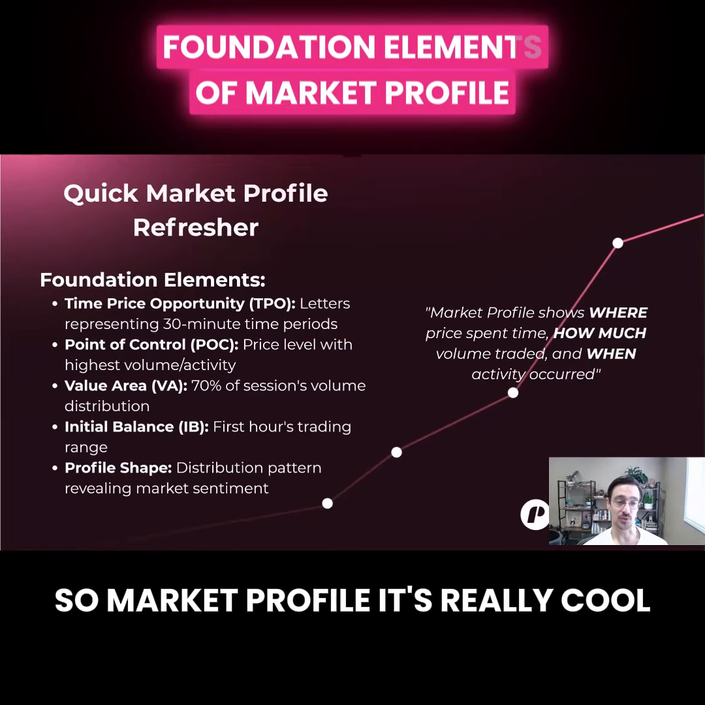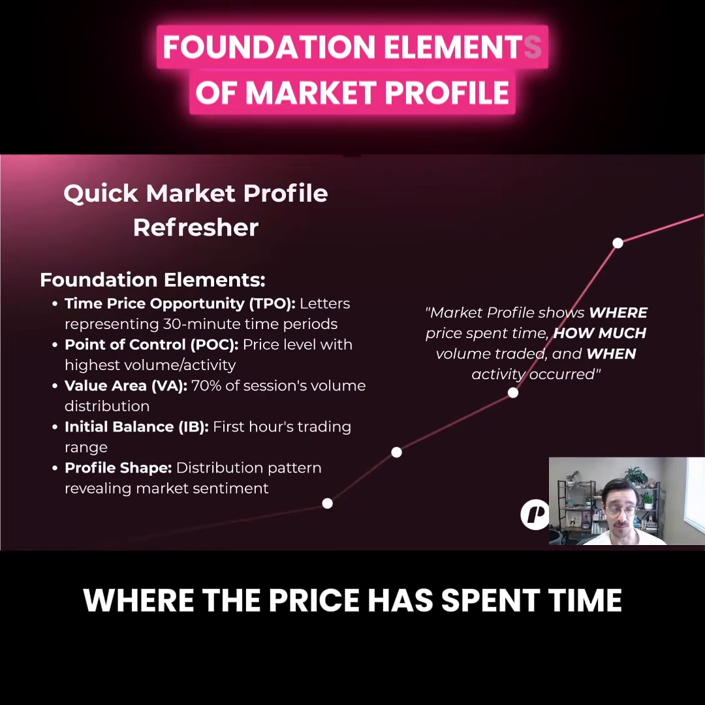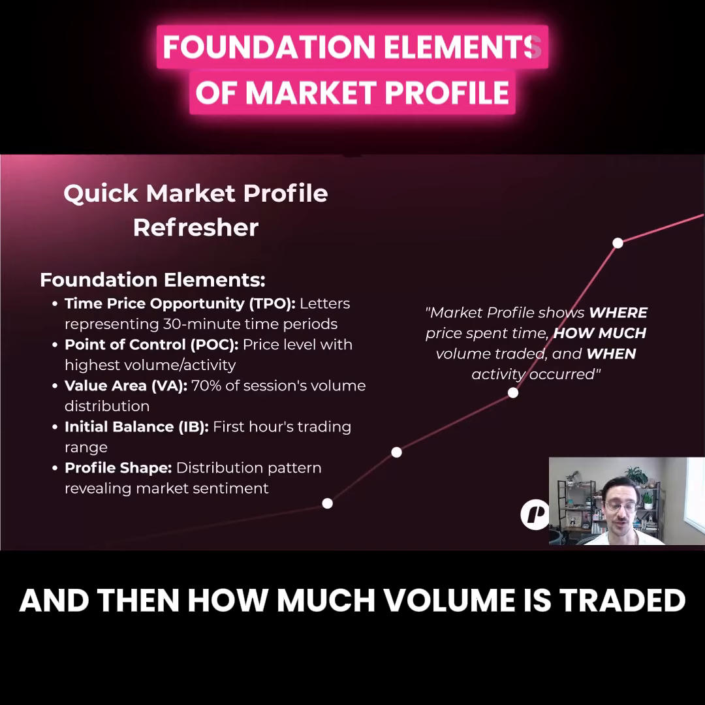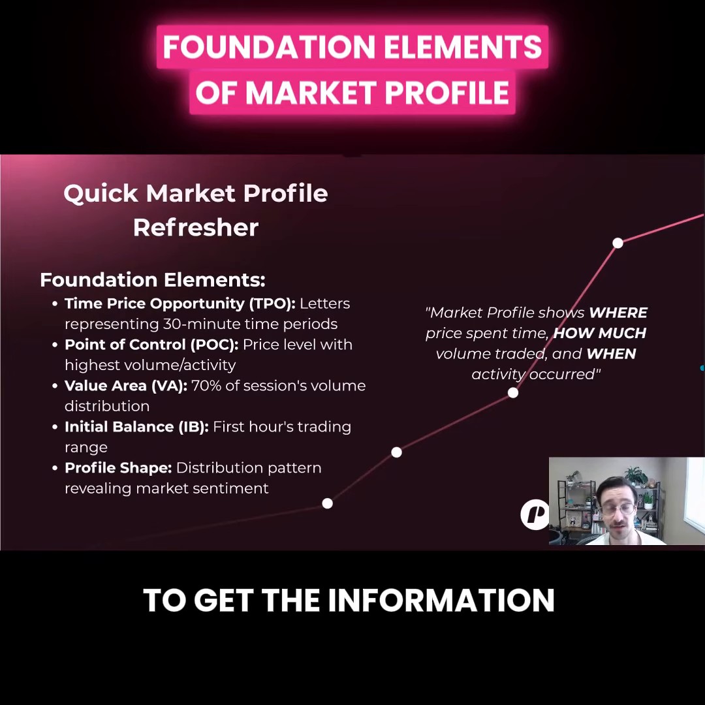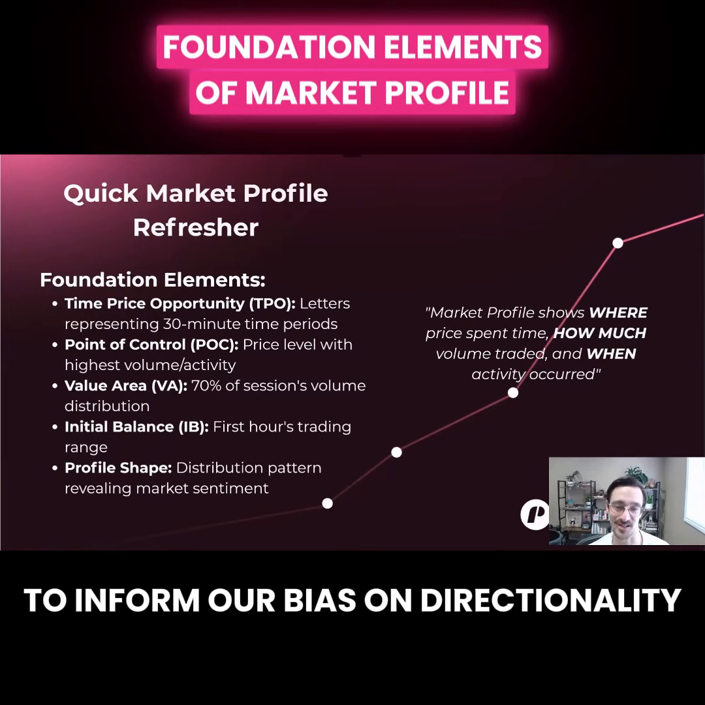So a market profile, it's really cool because it shows you where the price has spent time and then how much volume is traded and when that activity has occurred. So all very crucial components to getting the information we're looking for to inform our bias on directionality.